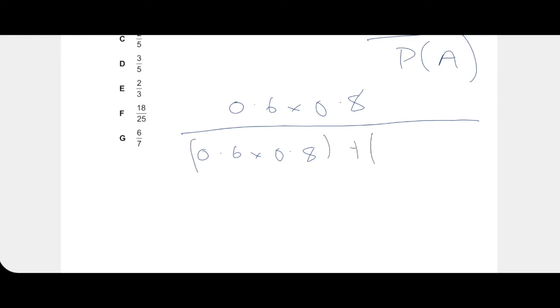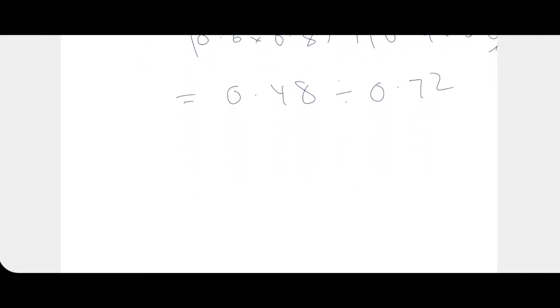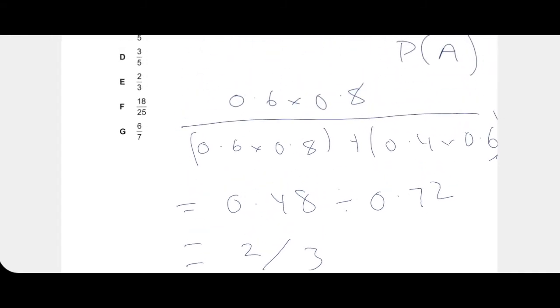plus 0.4 times 0.6. That is equal to 0.48 divided by 0.72. Immediately you should be thinking, okay, what's the biggest common factor of these two? And that would be 0.24, and that gives us the answer of 2/3, and therefore the answer to this question is E. That is question number 20 completed.